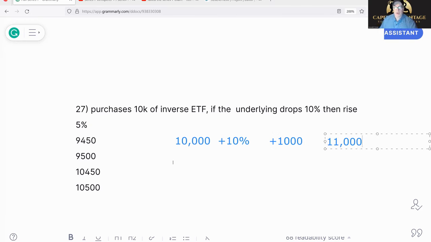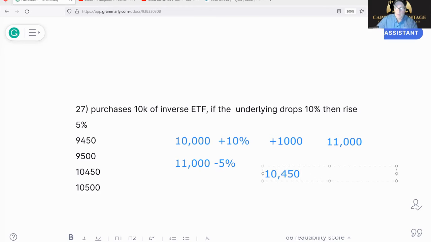Then the next day we started at 11 grand and the market went up 5%, which means we're going to go down 5% of 11 grand. So we do 11,000 times 0.05 equals 550. 11,000 minus 550 is 10,450. And voila, here we are. Not so bad. Okay, 10,450. Boom, not bad at all. ETFs should be a cakewalk for this test.